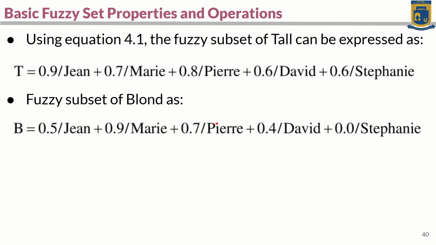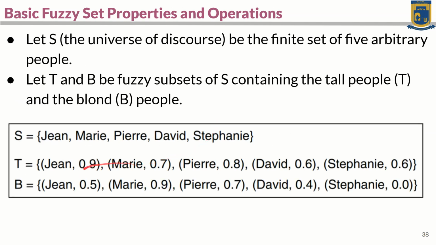All the ordered pairs. So let's come here. If we see that the degree of membership for Jean is 0, Marie is 0, for the tallness, Pierre is 0, David is 0, Stephen is 0. That means this set is going to end up being what? An empty set. The degree of membership has to be 0 for us to consider it to be what?